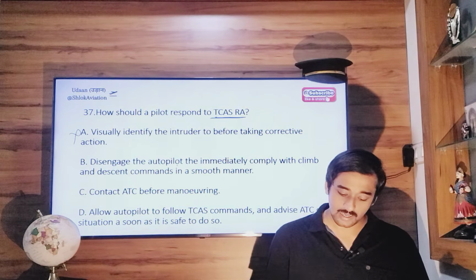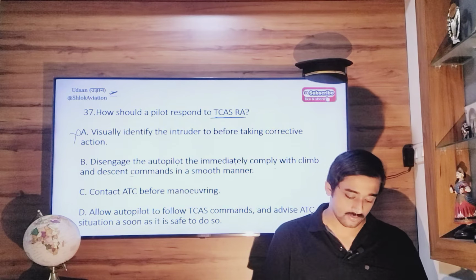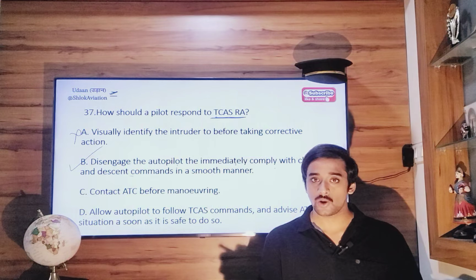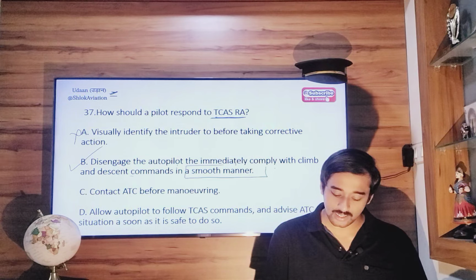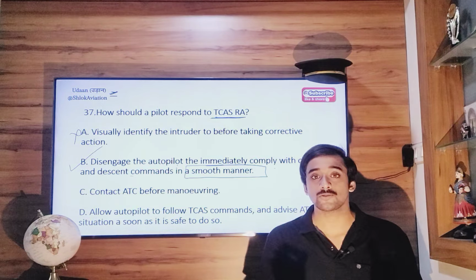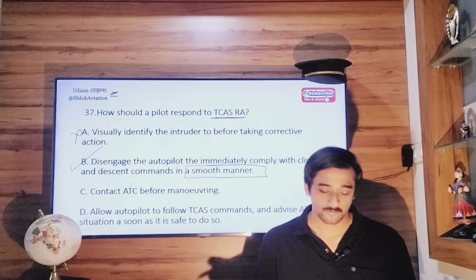Disengage the autopilot immediately. Comply with climb and descent commands in a smooth manner. Yes, very right. Disengage the autopilot and fly manually, but make sure all your transitions are performed smoothly without imposing any excessive G loads on your aircraft structure.